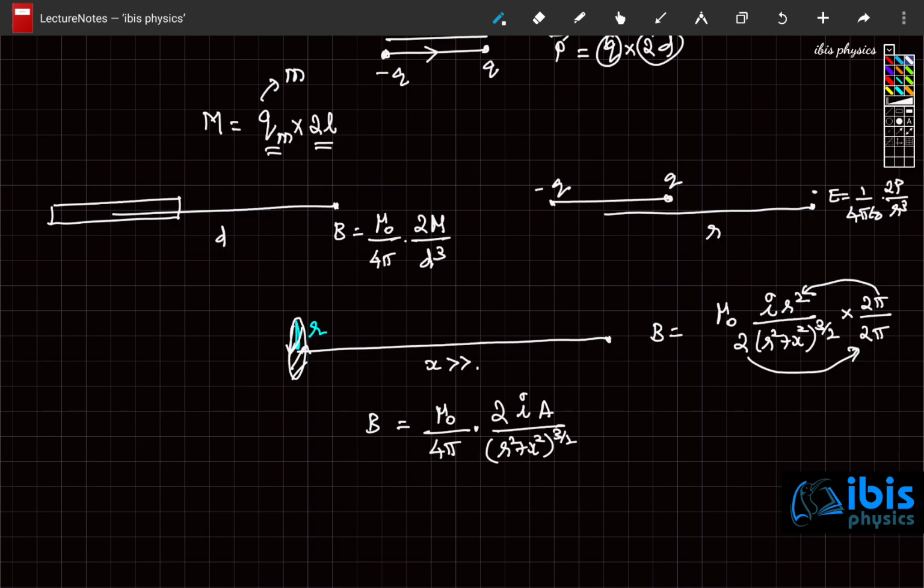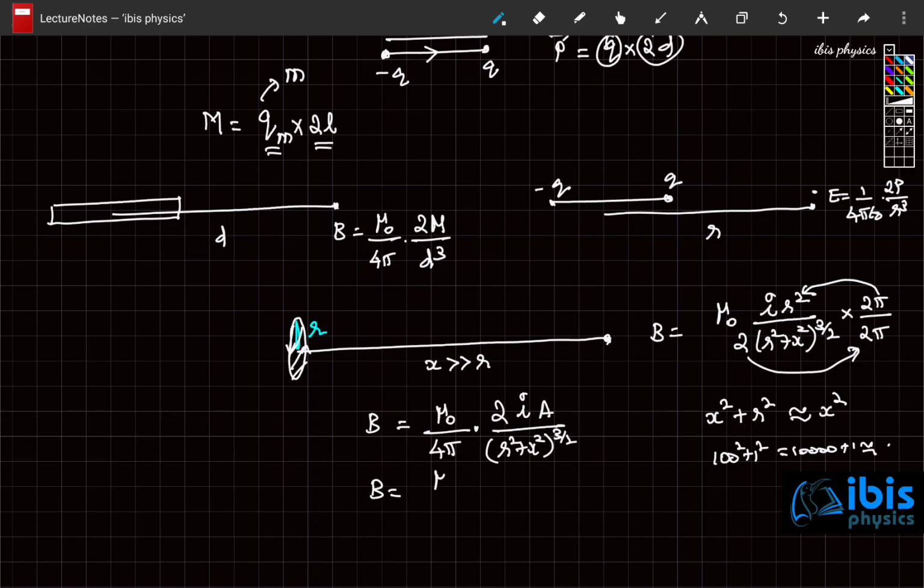What if x is far greater than the radius? That means it's a tiny loop, and we are considering it at a far distance. Hence, in that case, when x is far greater, consider x square plus r square. Imagine two quantities like 100 square plus 1 square. It will be like 10,000 plus 1, which is almost equal to 10,000. So x square plus r square is almost equal to x square.